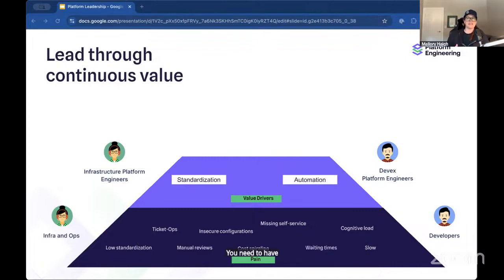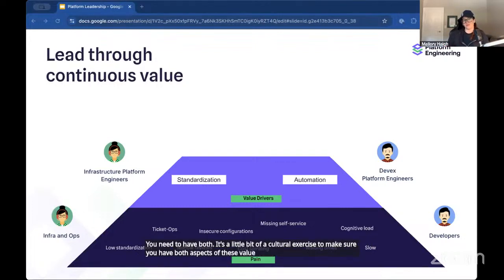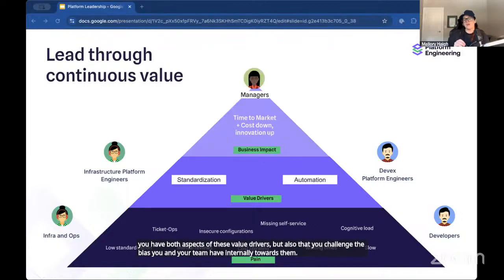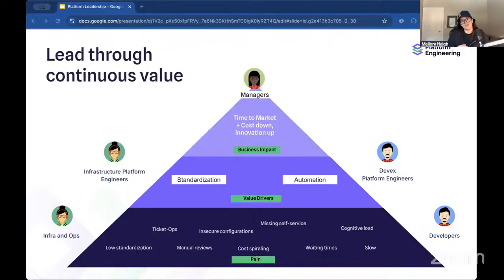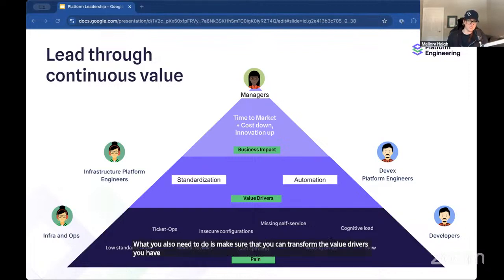It's a little bit of a cultural exercise to make sure you have both aspects of these value drivers, but also that you challenge the bias you and your team have internally towards them. What you also need to do is make sure that you can transform the value drivers you have inside of your platform engineering initiative into clear business impact.